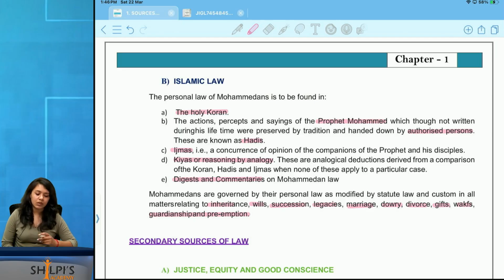Okay. So this forms the basis of our primary sources of Indian law, that is statutes and legislation, precedents, customs and personal laws.